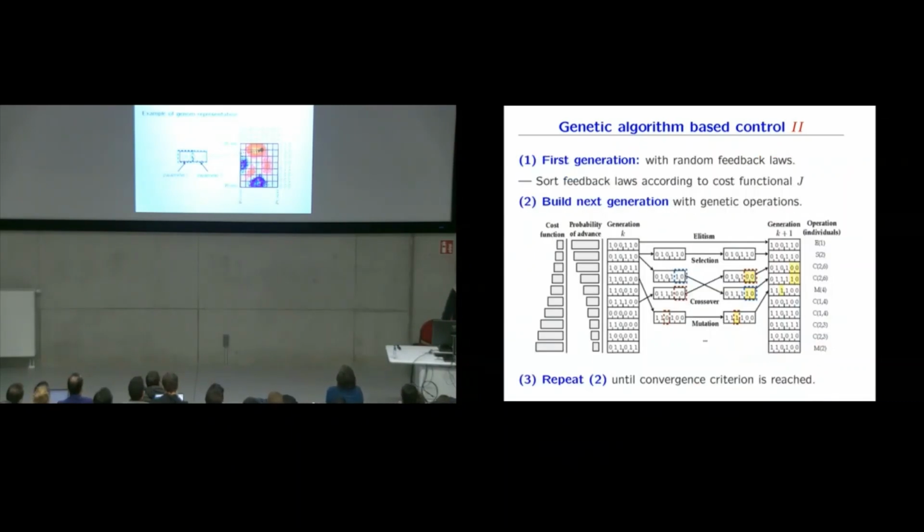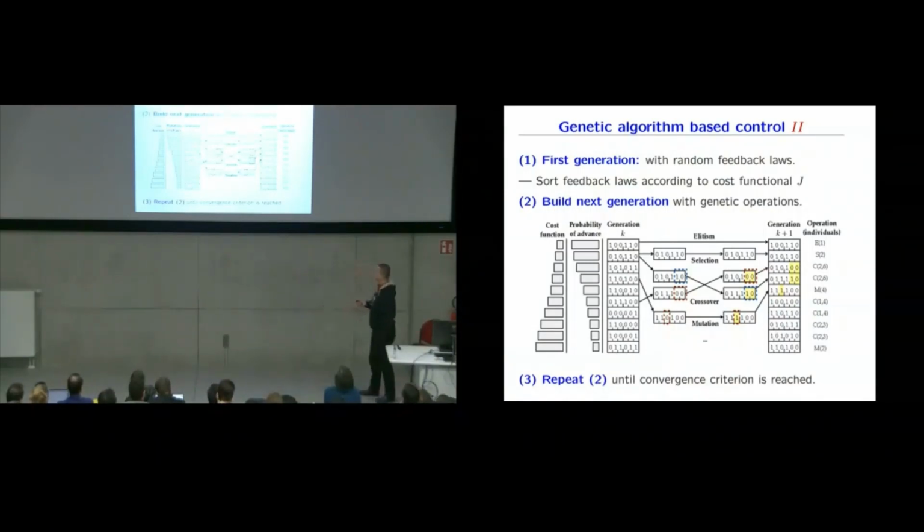Now you want to optimize your controller with these bits, and there's a technique which also emulates nature. First, you start with some generation and you use random bits. So these are your random controllers, your random parameters, typically of the order of 100. The next thing you do is you determine the cost. So you test them in your experiment or in your simulations, and then you resort them in such a way that the good controllers are at the top and the bad controllers are at the bottom.